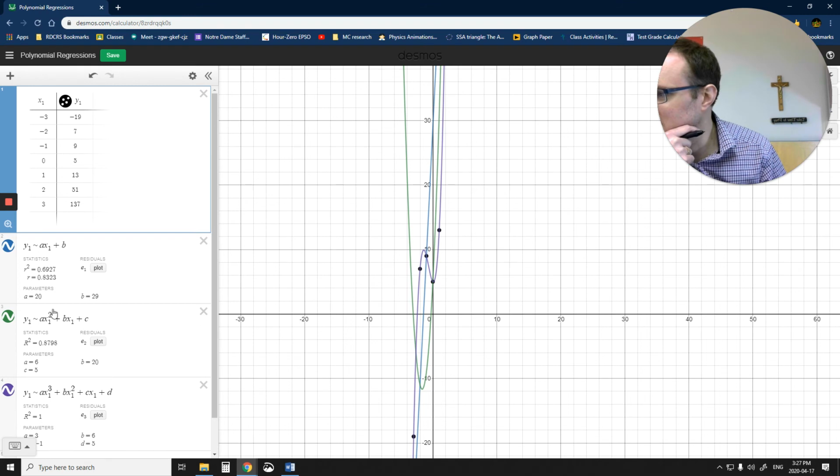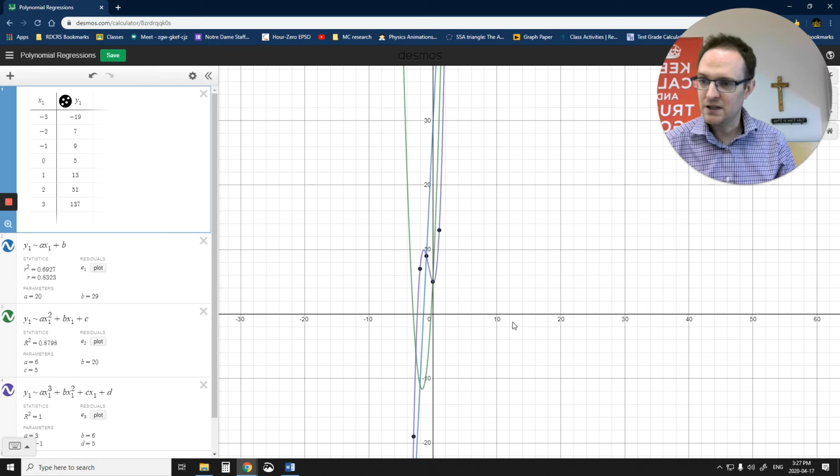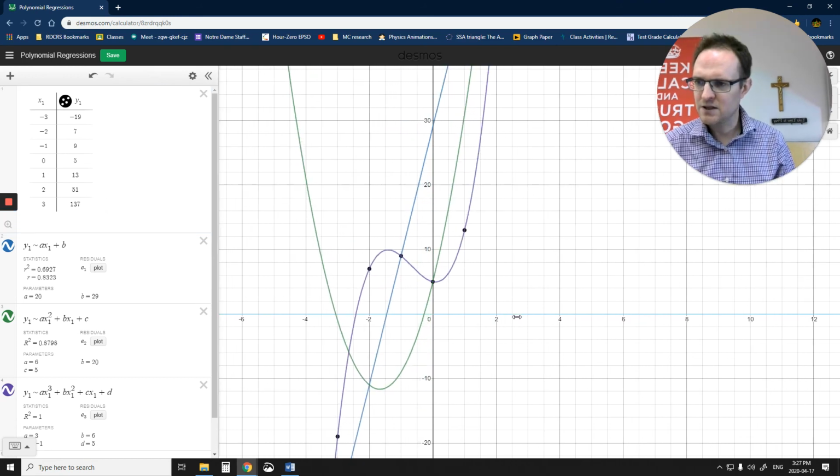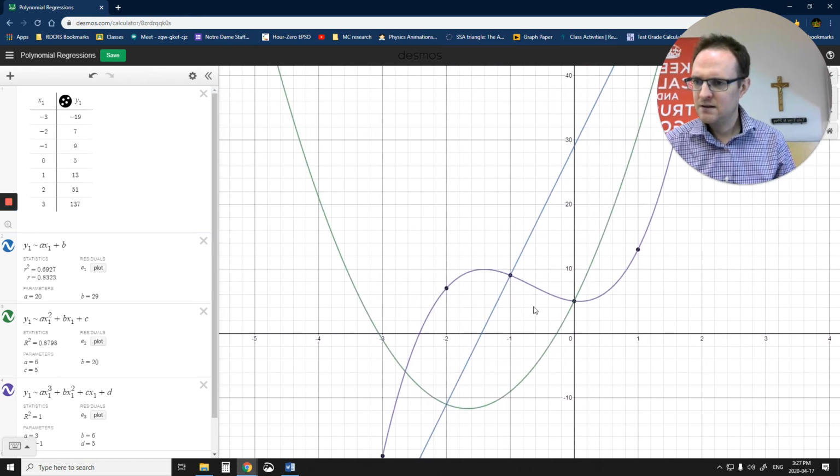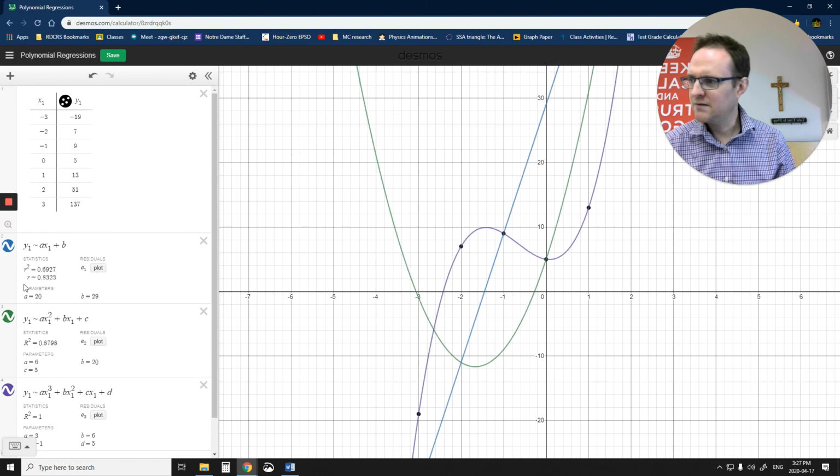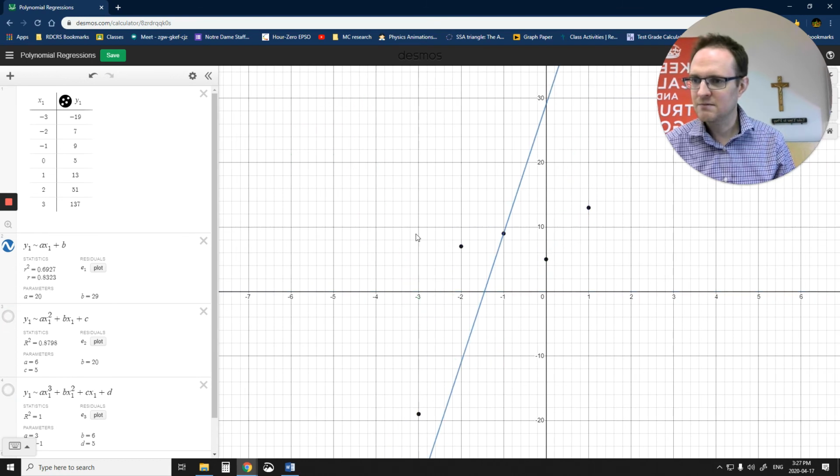You can see the r squared value for linear is 0.69, for quadratic 0.89, and for the cubic one, you got a 1. 1 is the best, so that's the one we're going to use. I'm just going to zoom in a little bit. If I didn't have these on here, like that one, it goes through 1 point. Not very good.